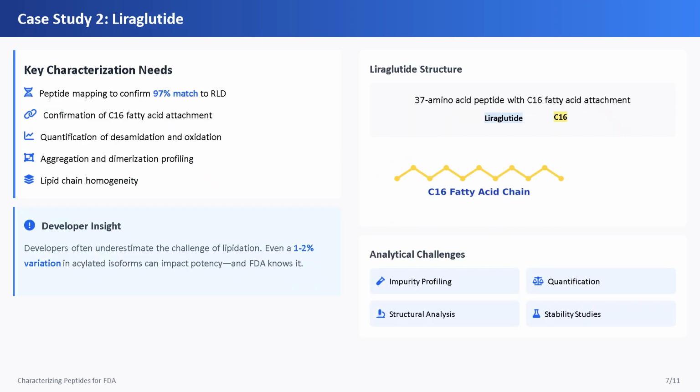Lanreotide is smaller, but its cyclic structure introduces unique analytical challenges. The disulfide pairing must match the RLD exactly, because even small mispaired variants change biological activity. Multiple conformers can form, and some are only detectable with advanced techniques like ion mobility MS or 2D-LC. The FDA generally expects misfolded variants to remain below about 5%. Functional assays also help confirm correct folding and activity.